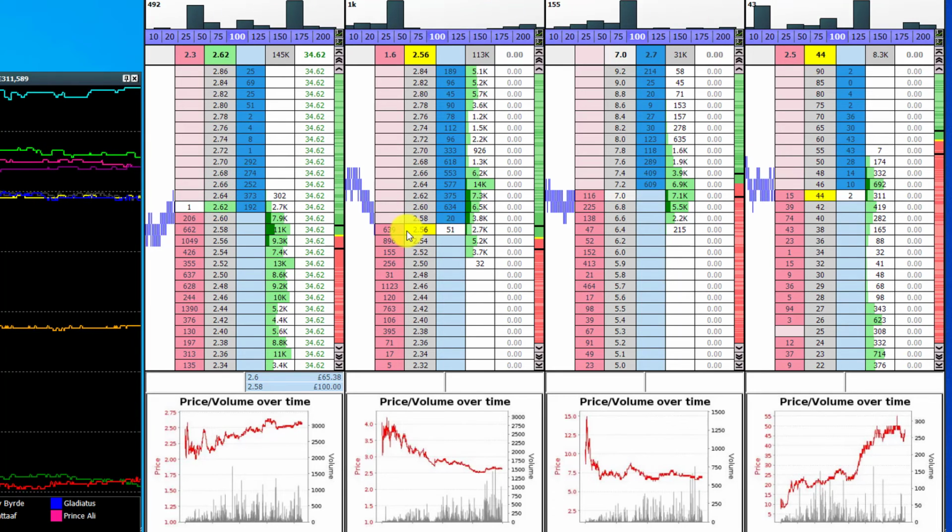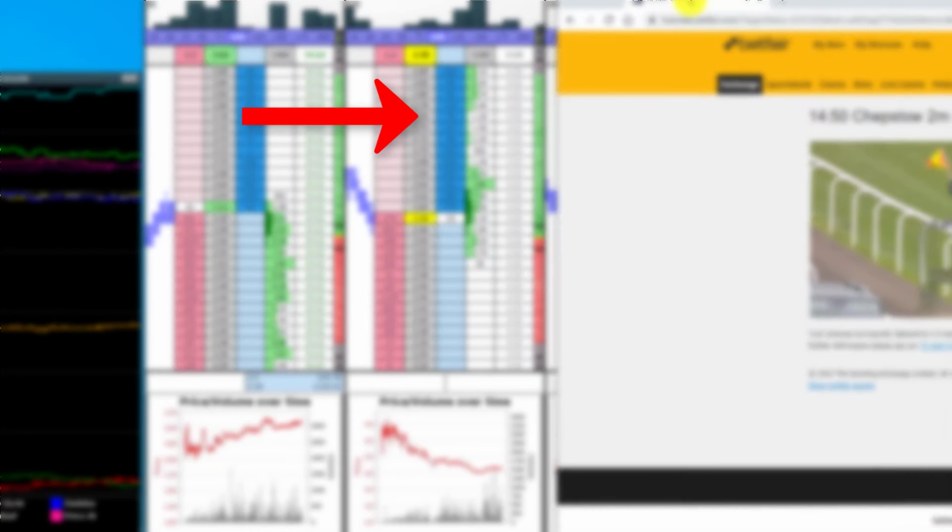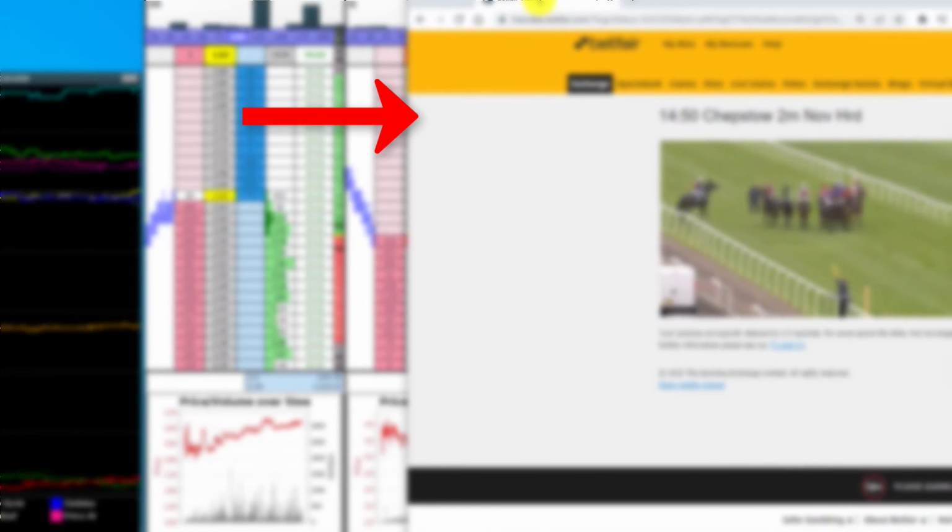So there you have it, about 35 quid in a few minutes in one race. It's not the best result, but there's a bigger profit example here in the end screen with the same strategy for slightly different reasons.